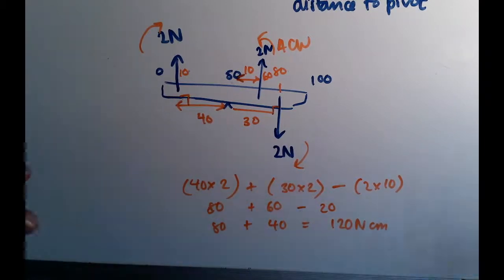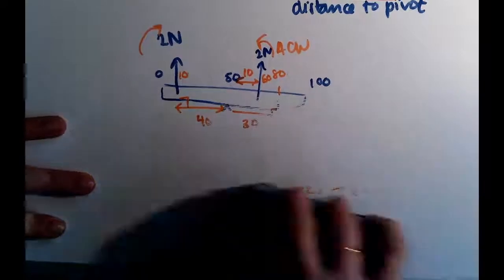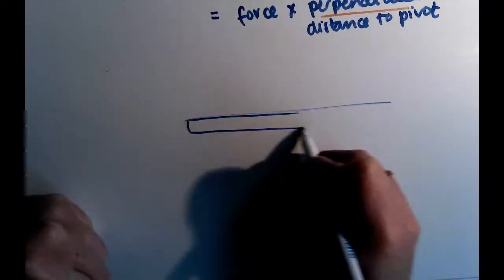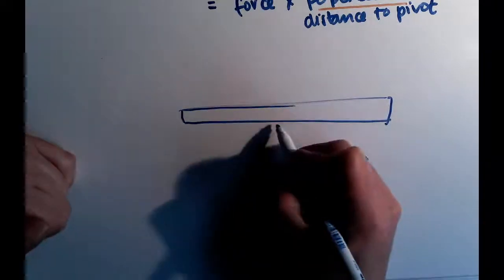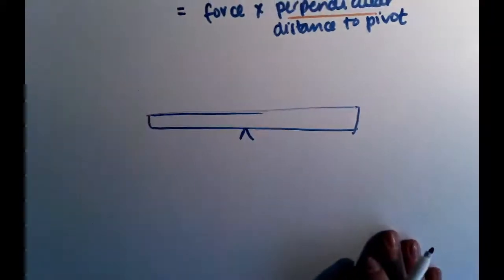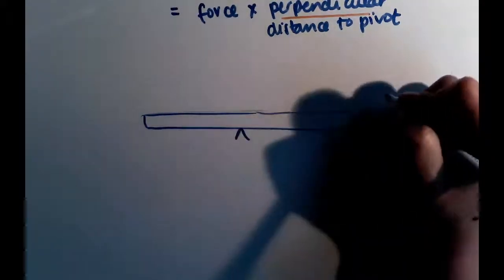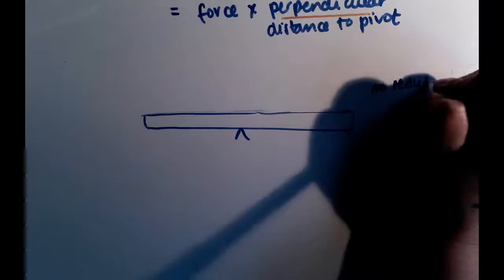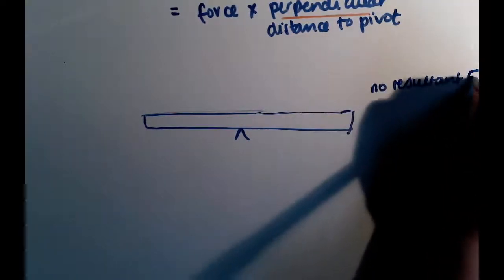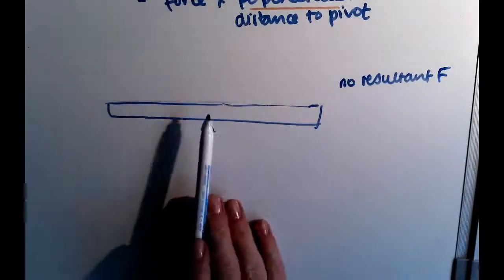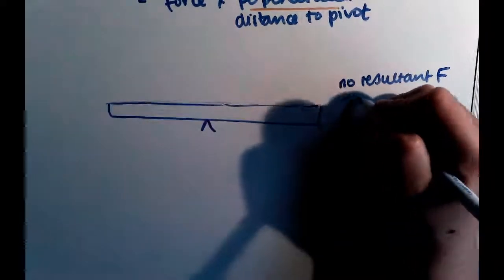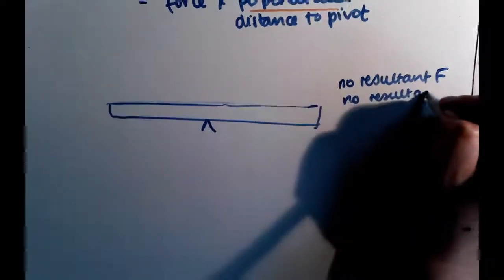Okay, the final thing that they could ask you is to find the value of a force or a distance if you know the object is in equilibrium. Okay, now equilibrium means not turning or not moving. Okay, so if I've got a rod and it's in equilibrium, what that means is there is no resultant force that makes it move left, right, up or down, and there's no resultant turning effect or moment.